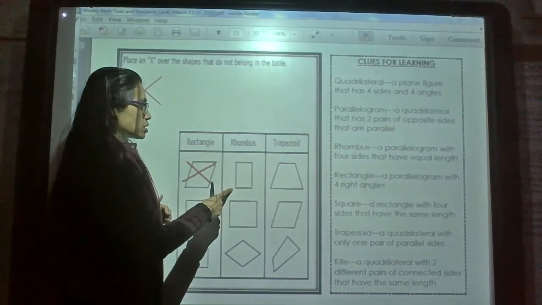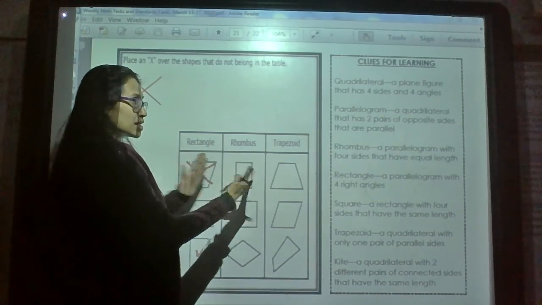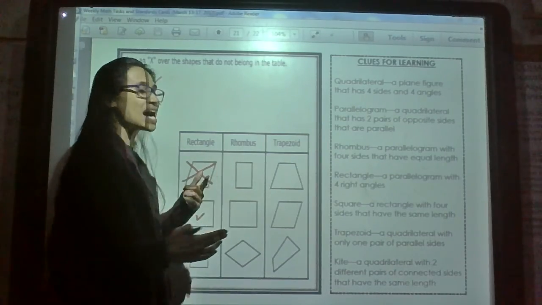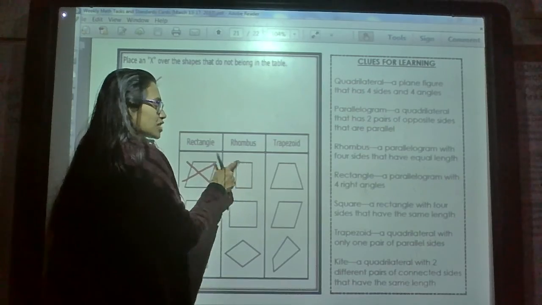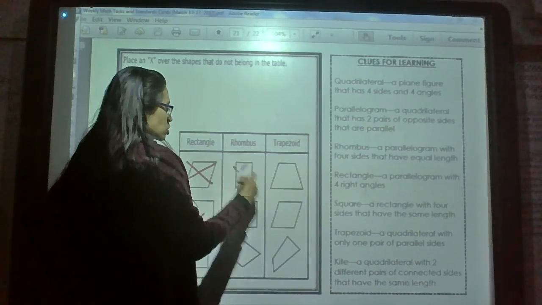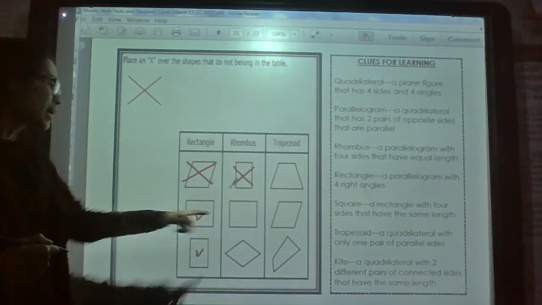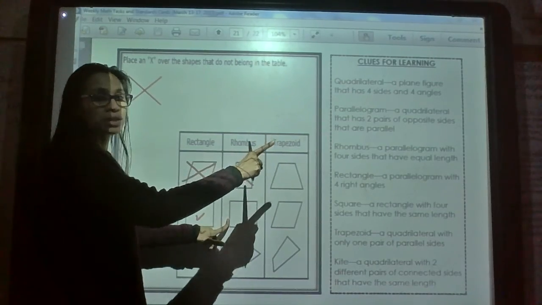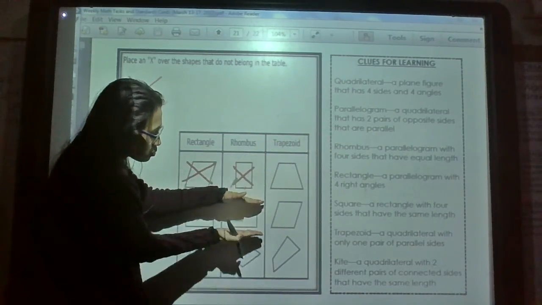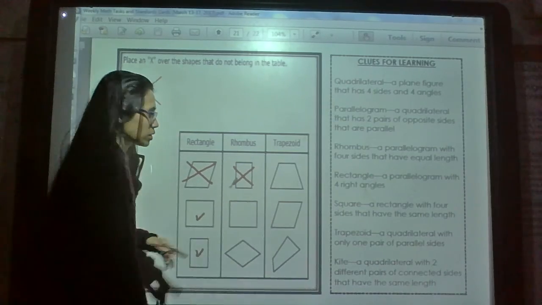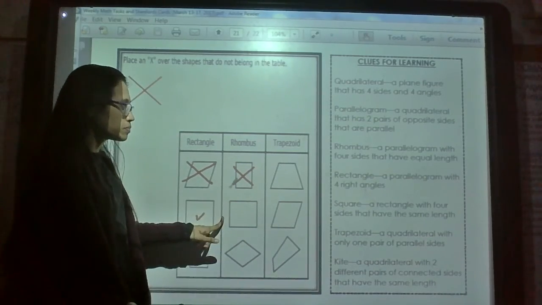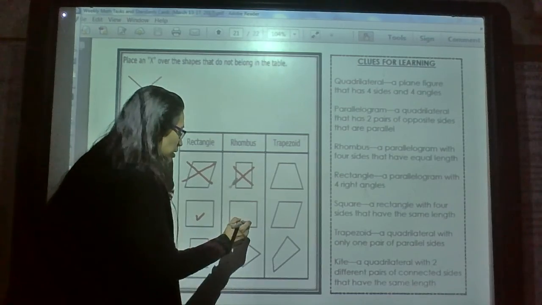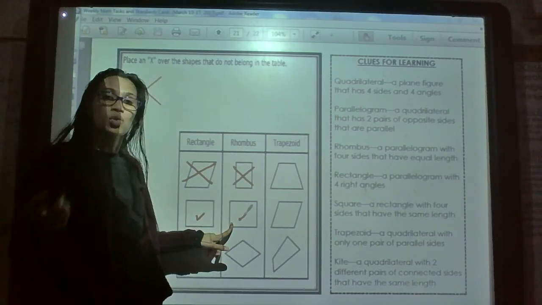So is this a rhombus? Well, it is a parallelogram, but it is not a rhombus because look, the sides are not equal. So cross that out. The next one, is this a rhombus? Let's check the clues. Is it a parallelogram? Yes, because parallel, parallel. Are the sides equal? Yes. And the special name is also a square.